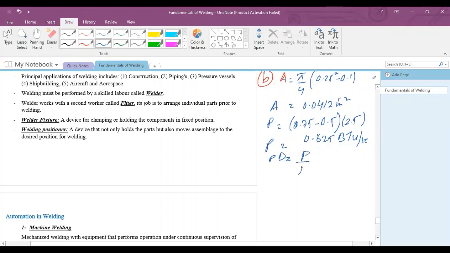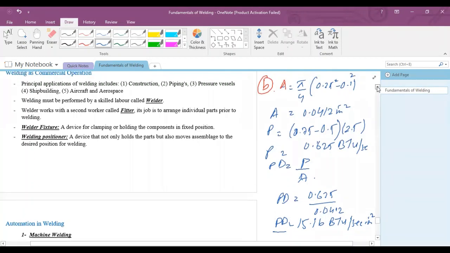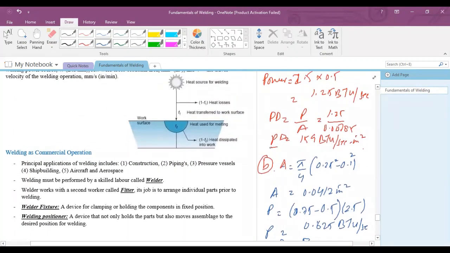P over A, 0.625 divided by area, 0.4012. In power density, we have 15.16 BTU per second per inch square. This is the power density required to transfer to the bigger area, and this is the power density required to transfer to the smaller area.